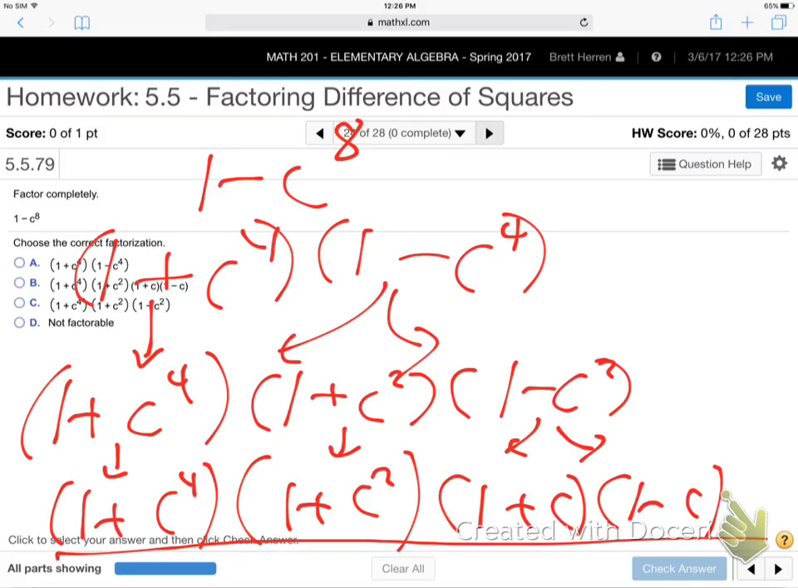So it was like 1 plus c to the 4th, and then 1 minus c, and then 1 plus c, and then 1 plus c squared, like in a different order. Oh yeah, the order doesn't matter. You can shift the order all around. Any order with the parentheses, you can always move them around.